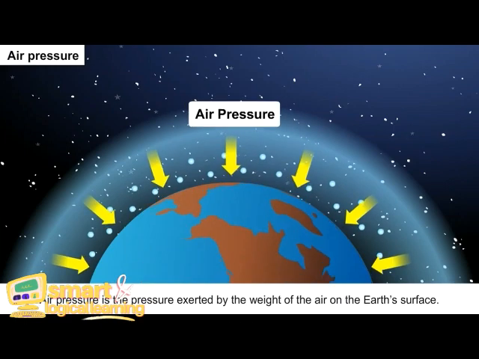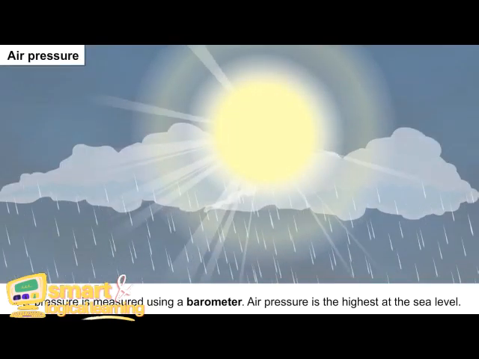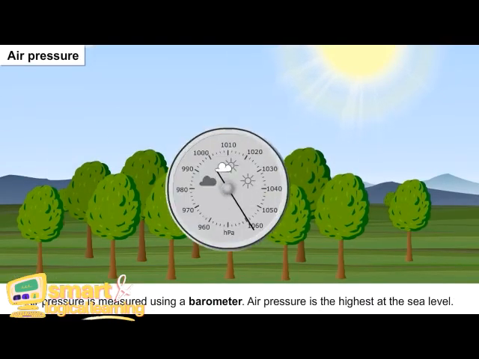Air pressure. Air pressure is the pressure exerted by the weight of the air on the Earth's surface. It is exerted on our bodies too from all directions. But our bodies exert a counter pressure and hence we do not feel the air pressure. Air pressure is measured using a barometer.